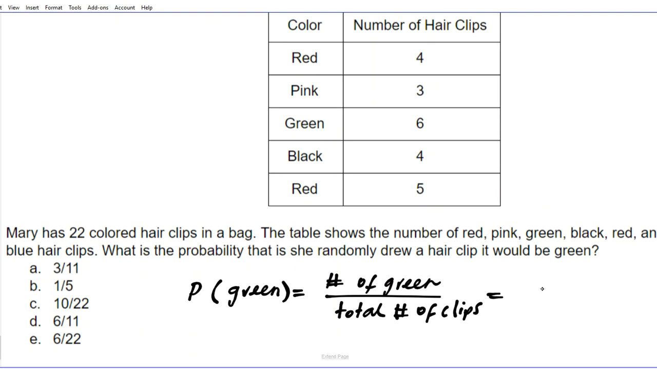Okay, so how many green clips are there? There are 6 green clips in all, and then the total number of clips, you just add them all. We're also told that there are 22 of them. So 6 over 22 is your answer. We can go ahead and reduce that. Just simply divide the numerator and the denominator by 2. So 6 over 22 is the same thing as 3 over 11. Okay, so the unsimplified form for question number 8 is option E, 6 over 22.